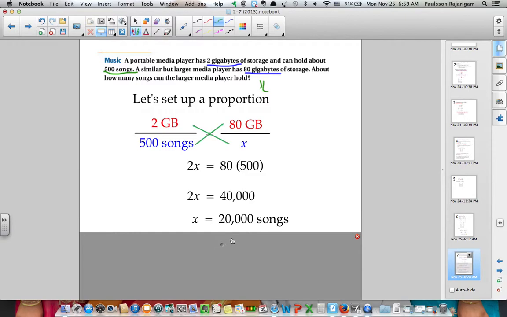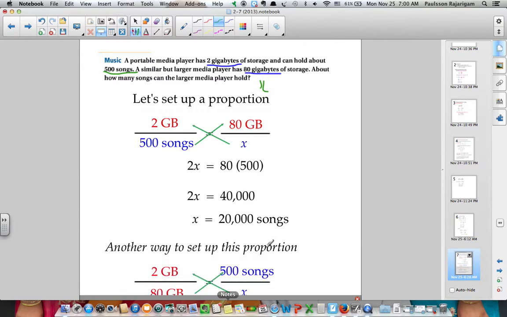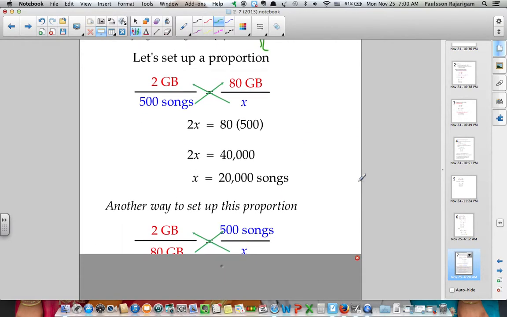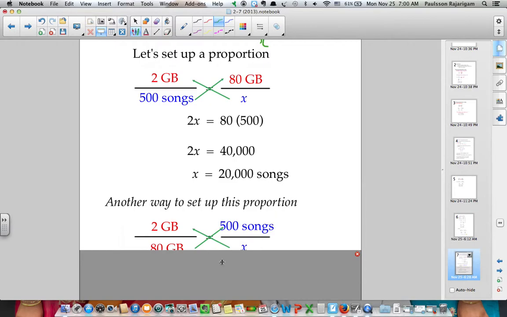Now, is there another way to set up this proportion? Absolutely. And I'm sure you realize that I've color-coded these for a reason. So I can write it as 2 gigabytes equals 500 songs, and if it's 80 gigabytes, what should it equal? And if I do the cross product, you'll realize that 2 times x is 2x, 80 times 500 is 40,000, okay?